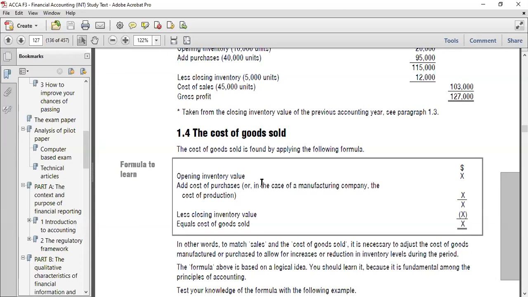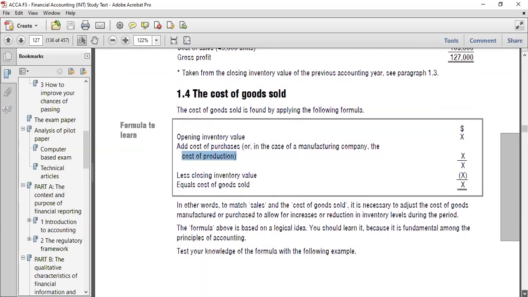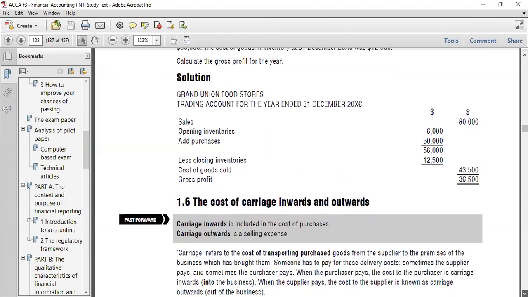And if it's, for example, a manufacturing company, we call it cost of production. And we know that the cost of production comes from what? From our manufacturing account statement, where we look at the prime costs, the factory cost, and so on. And then look at also changes in work in progress, and then less your closing inventory, and then you're able to get this. So it's good for you to know this.